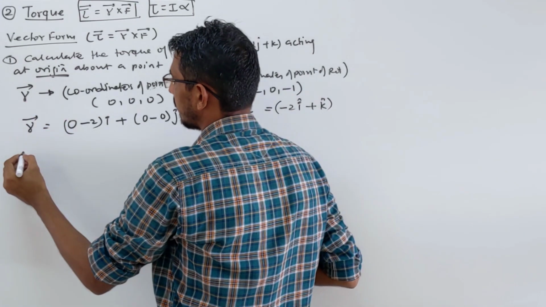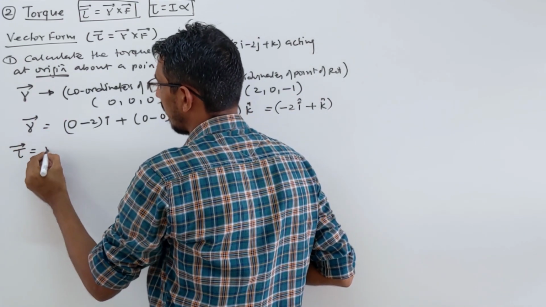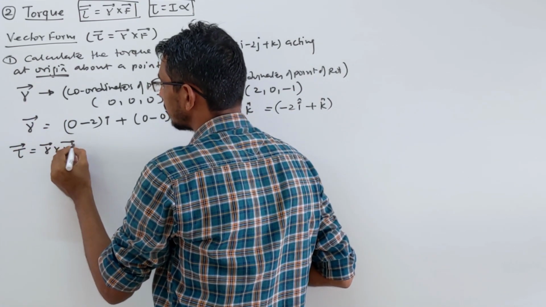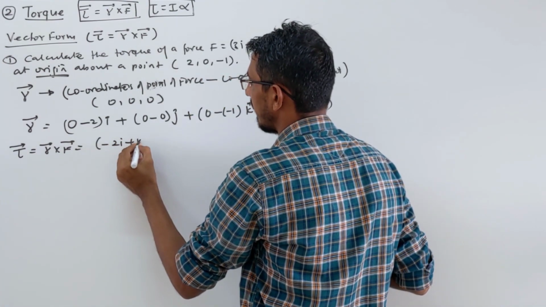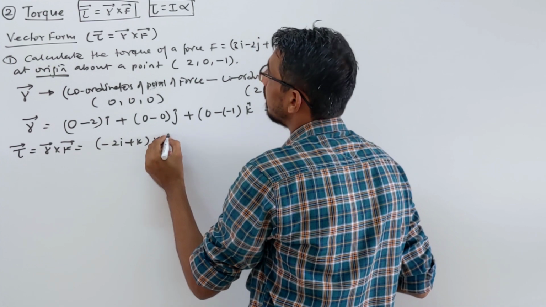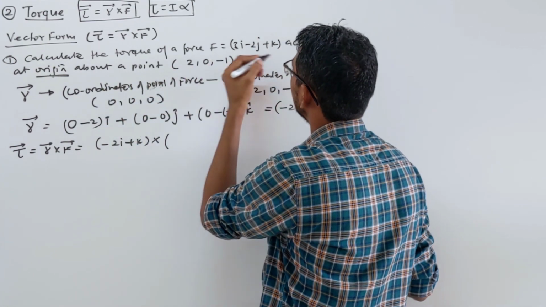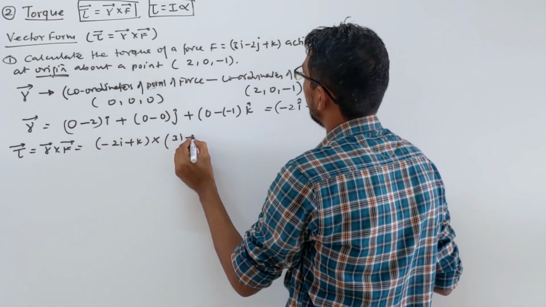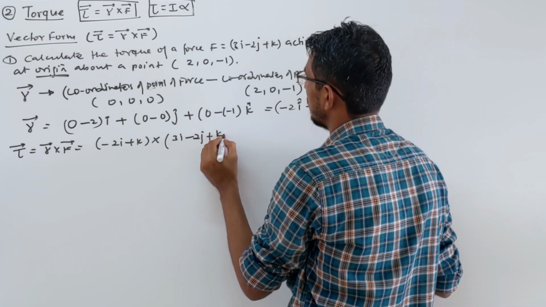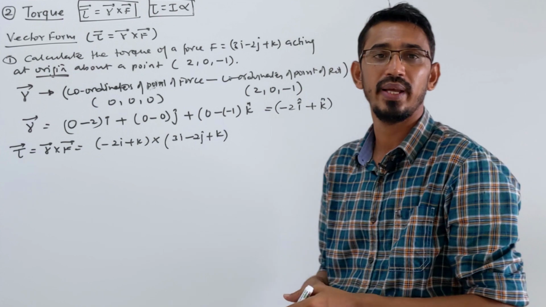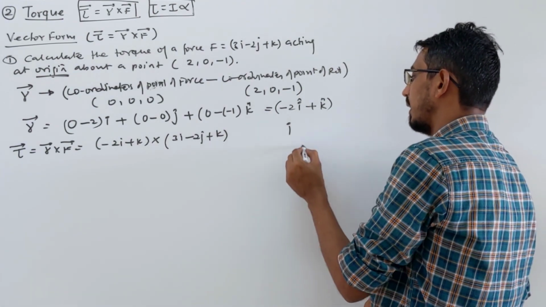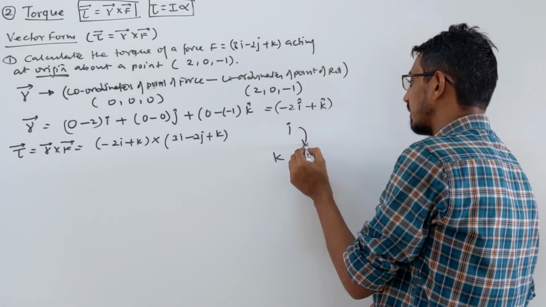So now write your torque. Your torque will be simply R cross what? F. So R we have found is minus 2i plus k, cross multiplied with F, which is given as 3i minus 2j plus k. These things you have to multiply by cross product. Hope you know how to multiply the simple cycle i, j and k, right?